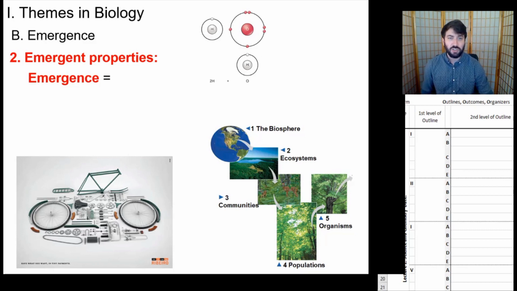Another theme in biology that you may not be quite as familiar with as evolution is the property of emergence. Now, emergent properties are the idea that the parts, when you put them together, develop properties that are totally different than when the parts are by themselves. Let's take some examples here that might clarify what I'm talking about. For example, we have 2 hydrogen atoms and 1 oxygen atom, and by themselves, they don't really do anything, right? They're just kind of inert gases.